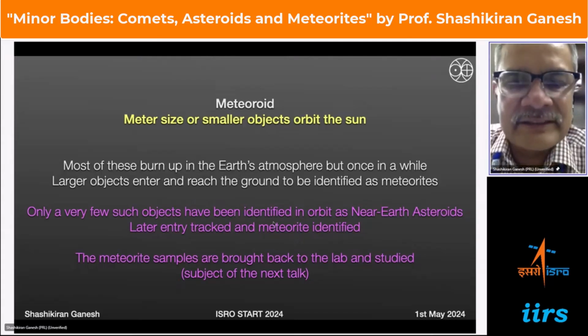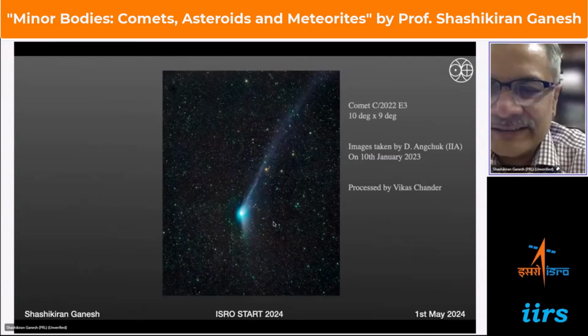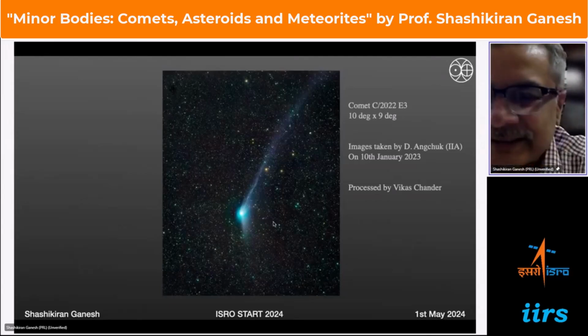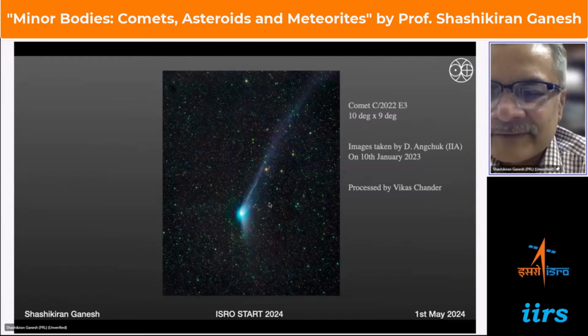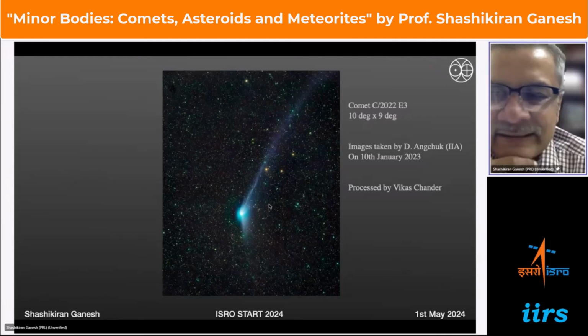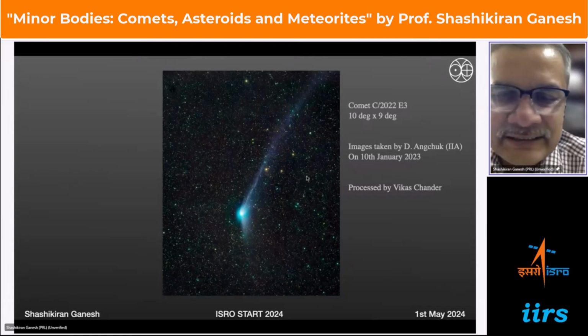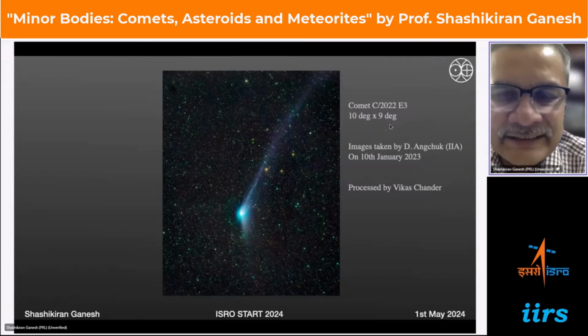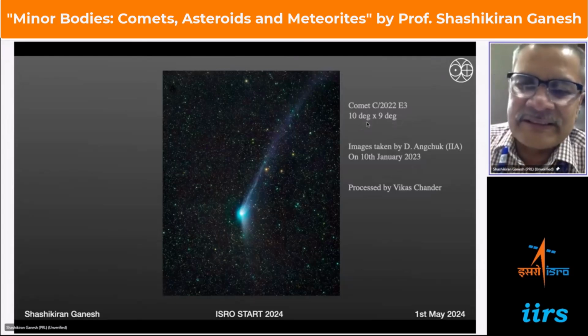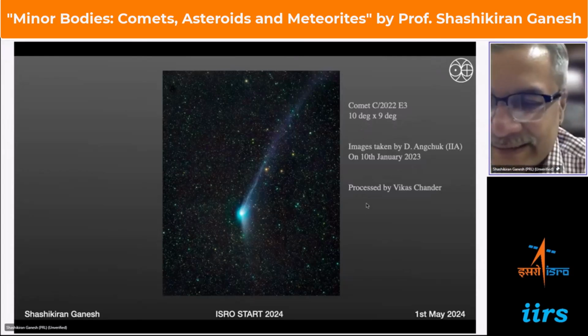So I will quickly stop here with just one final picture of another comet, simply to show you how spectacular these objects are and how varied their appearance is. This is the famous green comet of 2022. This was taken by Dorjey Angchuk in Hanle, and it covers a very large field of 10 degrees by 9 degrees. The moon, for example, is just half a degree across in the sky.